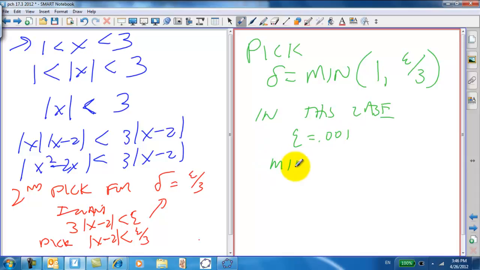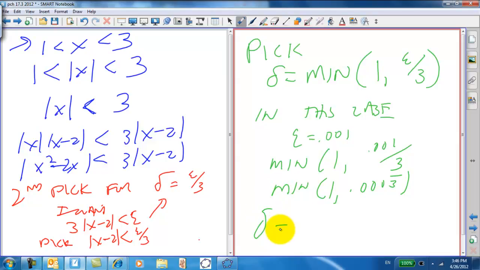So the minimum of 1 or 0.001 divided by 3, or 0.0003 repeating, the minimum of those two is 0.0003 repeating. So that's where we pick our delta to be, and we will make sure we're within that much of epsilon.